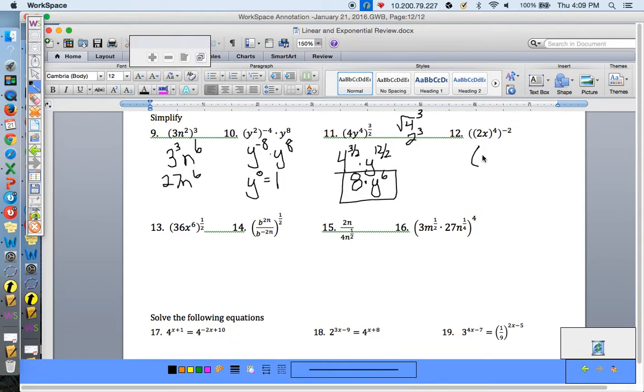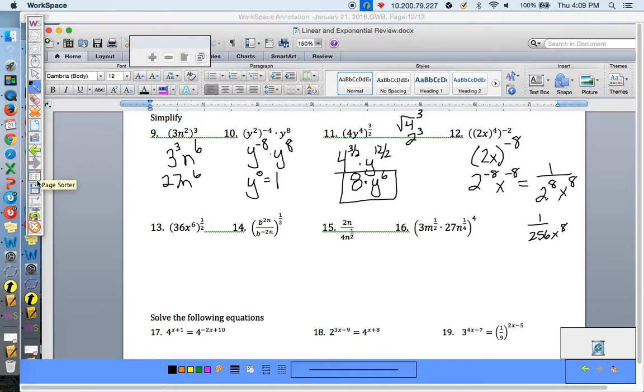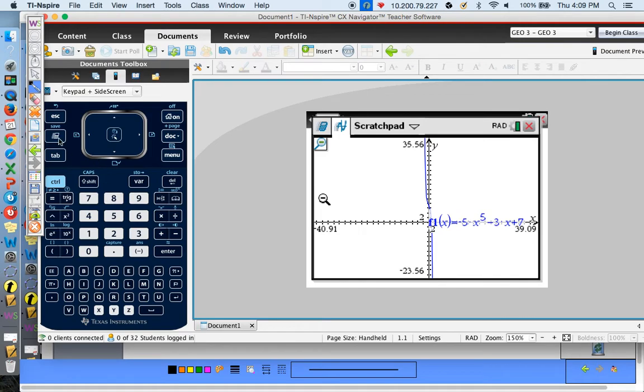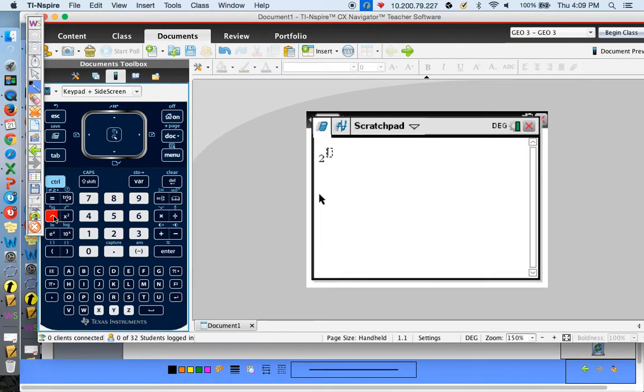And then we distribute again, so we have 2 to the negative 8, x to the negative 8, but we want positive powers, so 1 over 2 to the 8th, x to the 8th. And let's see, 2 times 2 is 4, times 2 is 8, times 2 is 16, 32, 64, 128. So we have 1 over 256 x to the 8. I think I did that right. Let's double check. 2 to the power of 8.